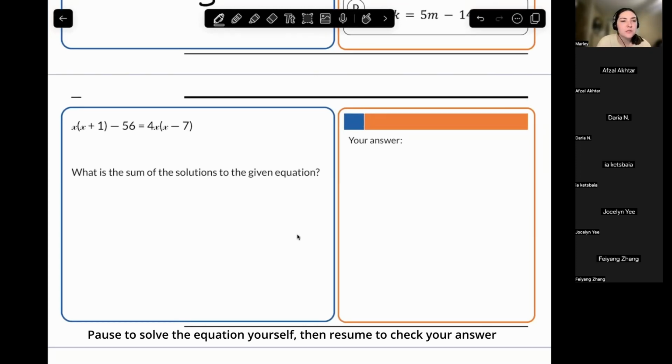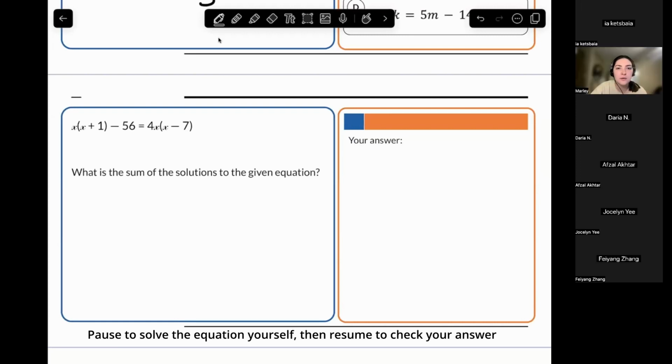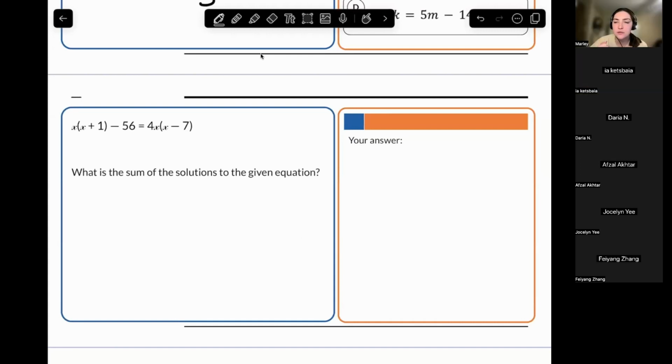All right, so I'm seeing some answers. I'm assuming people are kind of confused. Does anyone want to explain what they're trying to do or what they think they should do to find out what the sum of the solutions is for this? Yeah. I hope I'm remembering correctly, but for sum of solutions, it was negative b divided by a.